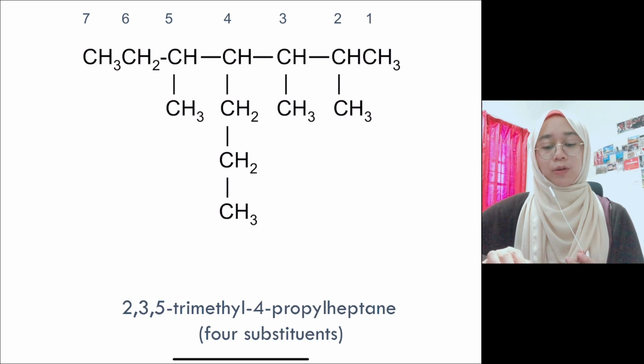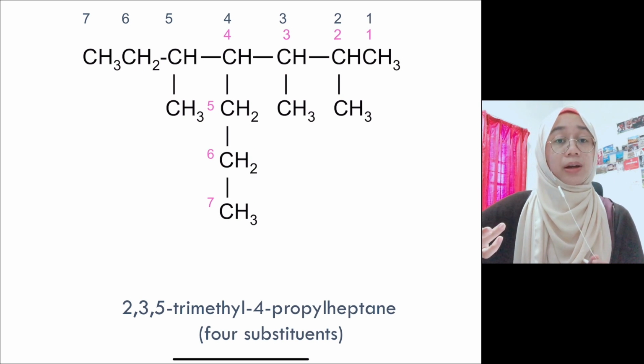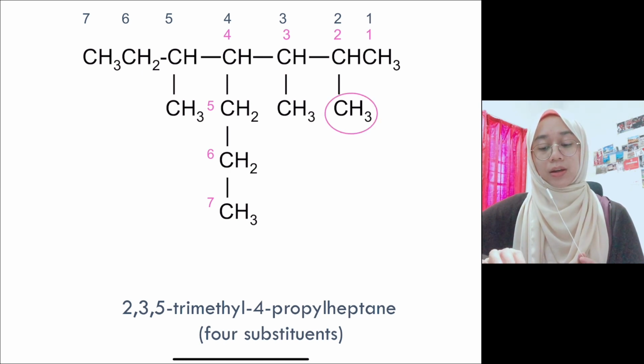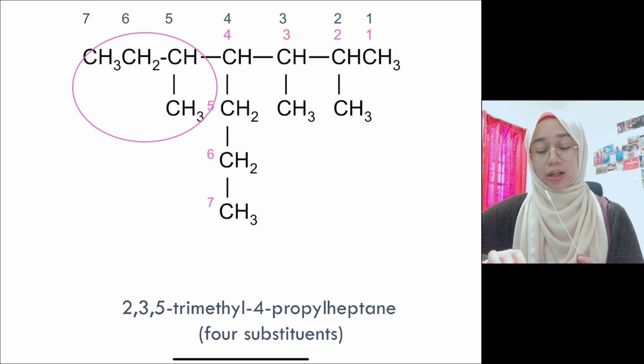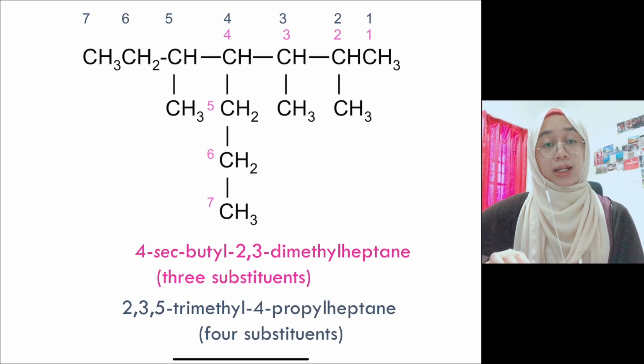Okay, if you choose another route, whereby you choose this pink route, again you get 7 carbons as the longest chain, meaning heptane here too. But we look at how many substituents it has. 1, 2, 3. Okay, so there are only 3. So the name will become 4-sec-butyl-2,3-dimethylheptane. But this one has 3 substituents.